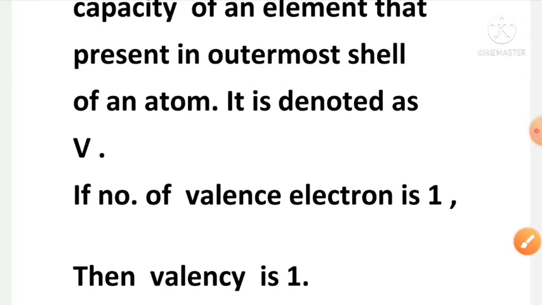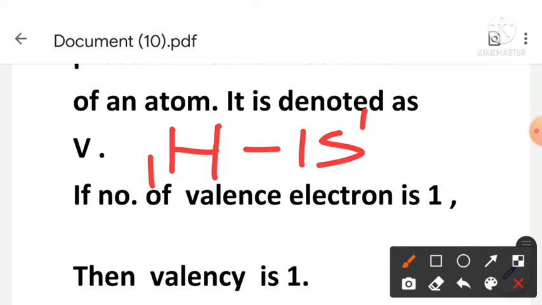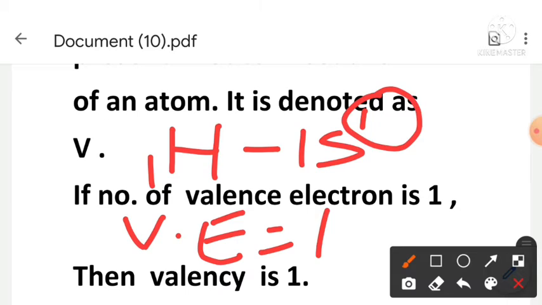So we see, suppose we take hydrogen. We know that Z of hydrogen is 1, so we write its electronic configuration 1s1. In the hydrogen element, the valence electron is 1 here, so valency is also 1.